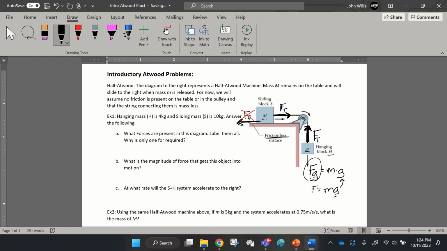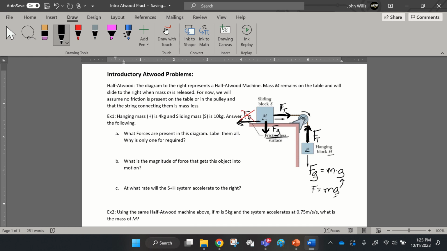Gravity is not only working on the hanging mass. Gravity works on anything that is present in the Earth's gravitational field, right? Anything that's present on Earth. So the sliding block, M, or sliding block S, will also have a weight. It will have a force of gravity associated with it.